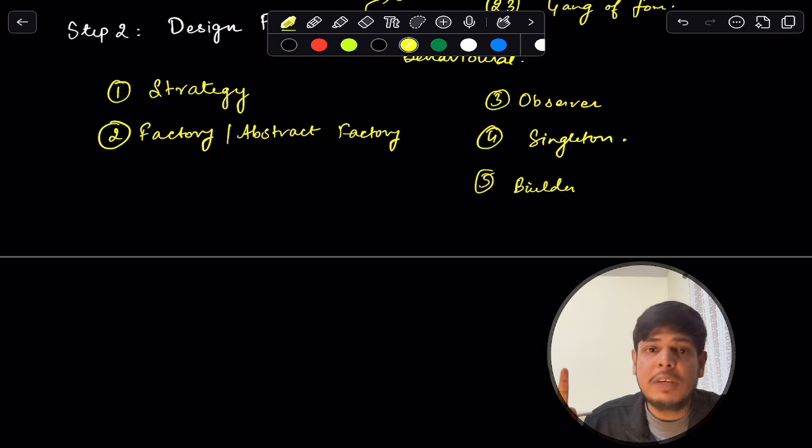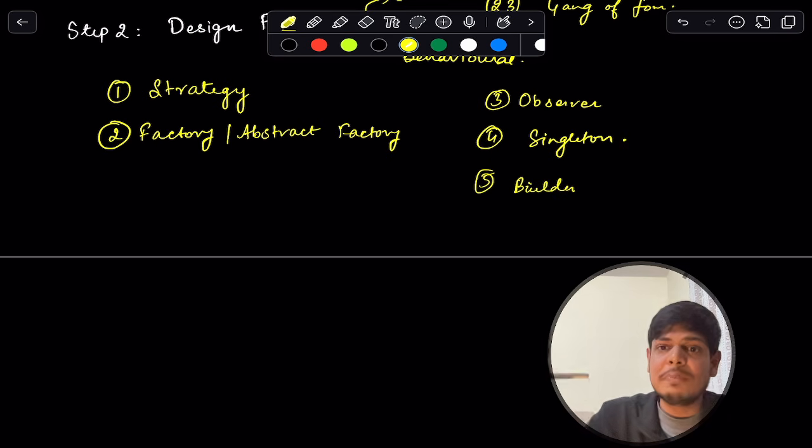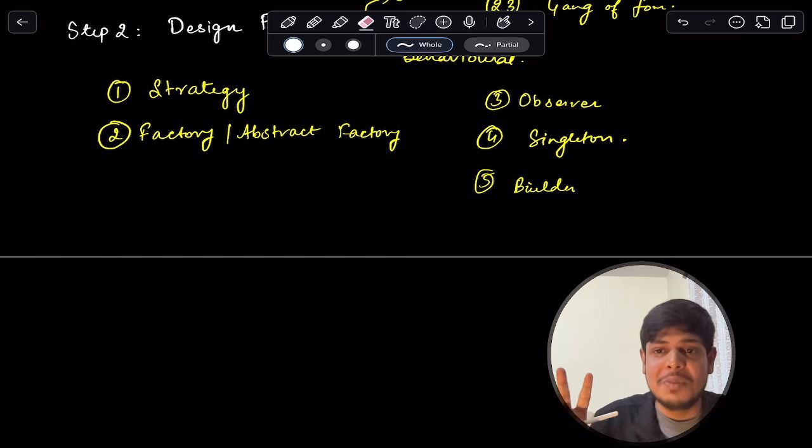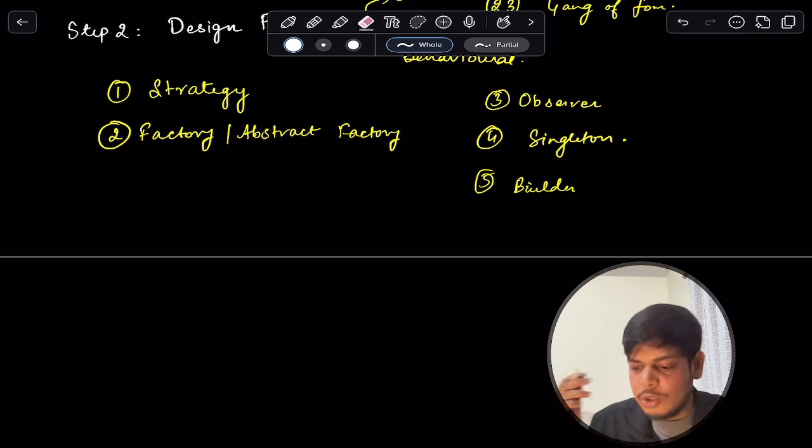Again, let me repeat one more thing. Do not use a pattern just to show off because you know something. It's not necessarily that you are going to use it, because if you use a factory pattern to add two numbers, I will fail you. Okay. So understand that you should use it only if you're confident enough that it solves the problem.